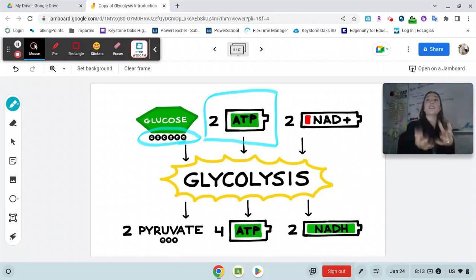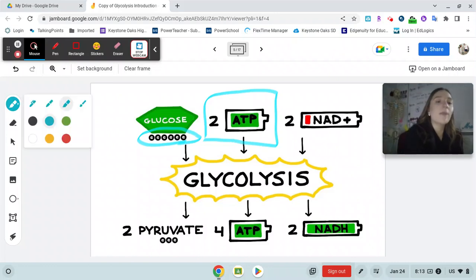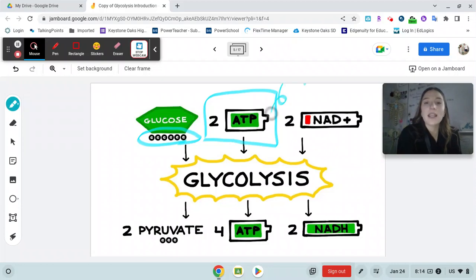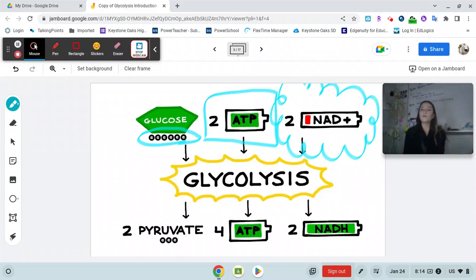So this is like an investment. You put a little bit of money in, and we're going to make more money later. I promise. Okay, so we put 2 ATP molecules in. Everybody with a different shape. All right, I'm going cloud. I want you to highlight the very last thing here.